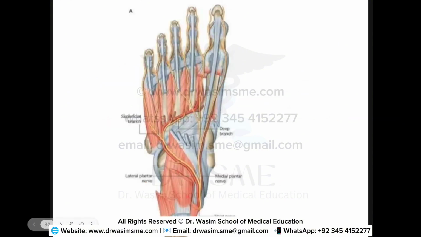So here you can appreciate that the tibial nerve, once it crosses the ankle joint, is going to divide into the medial and the lateral plantar nerve. Now they will be accompanied by the medial plantar artery and the lateral plantar artery. In the sole of the foot, the lateral plantar artery is going to form the plantar arch, in addition to one of the vessels given by the dorsalis pedis in the first web space.